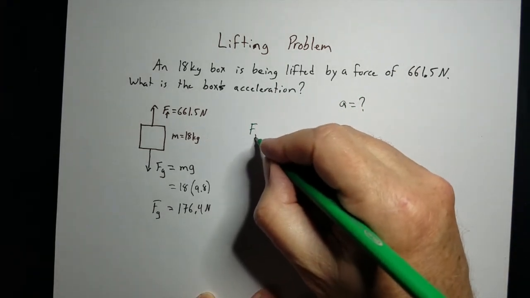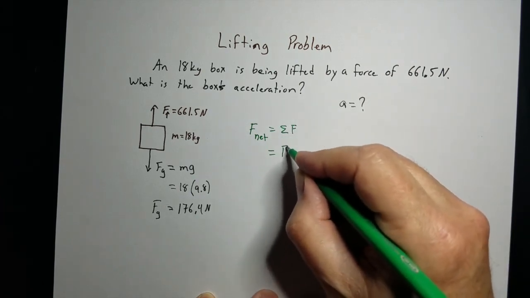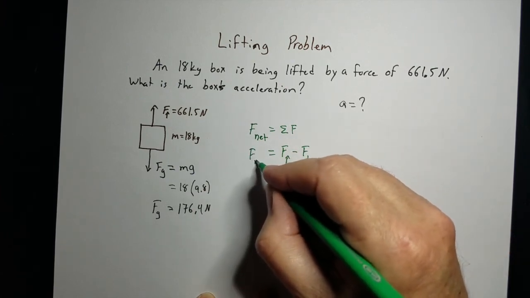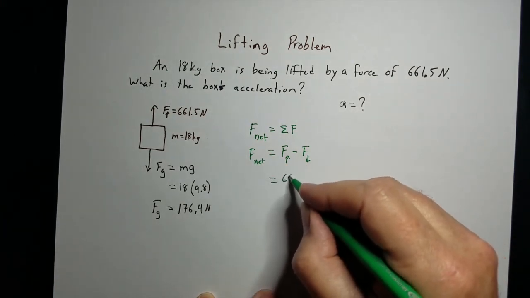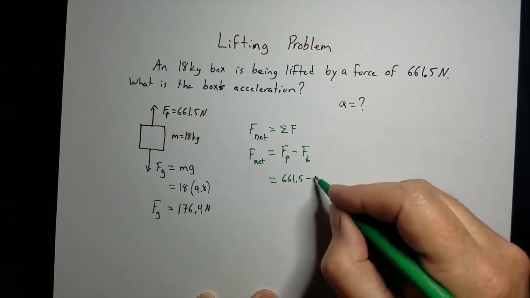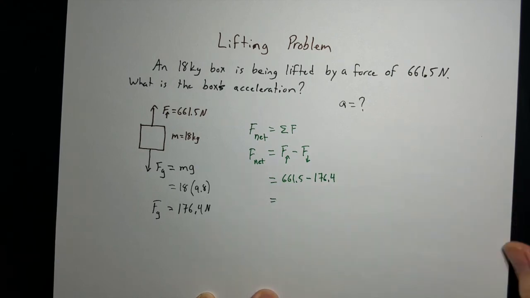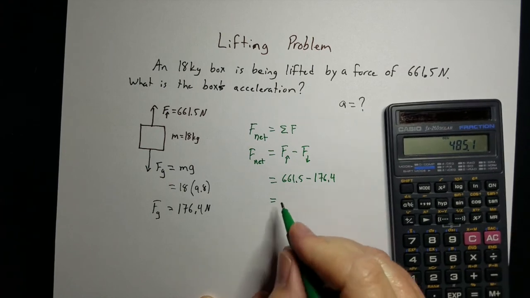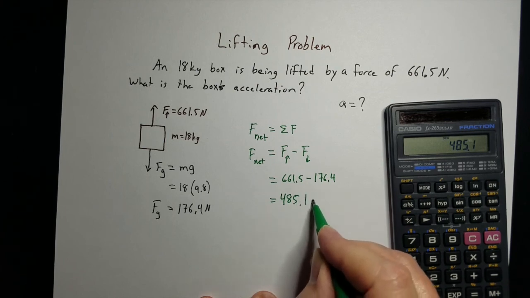So F net equals, this is that summation of the forces thing. But you can think about it as simply, in this case, force up minus the force down. And the force down would be the weight of the object. So we got a force up of 661.5, a force down of 176.4. So let's just subtract those. So 661.5 minus 176.4 gives us a net force of 485.1 newtons.